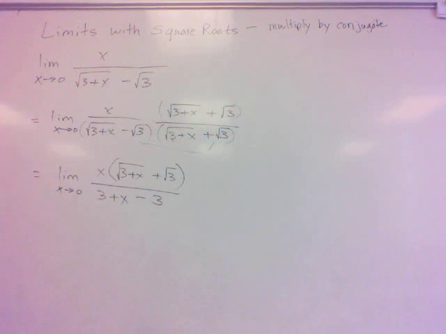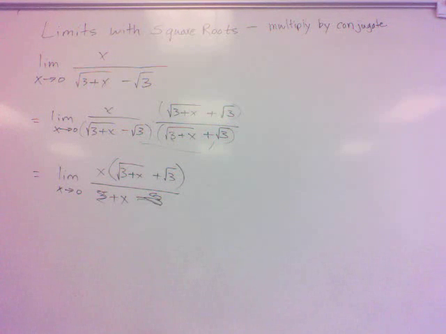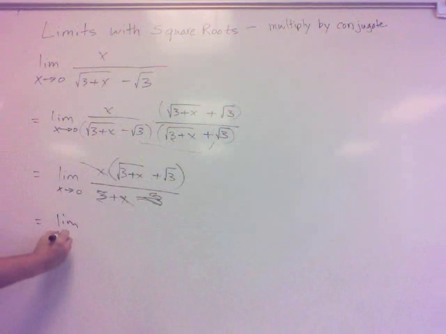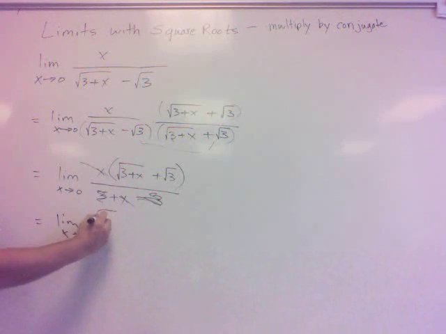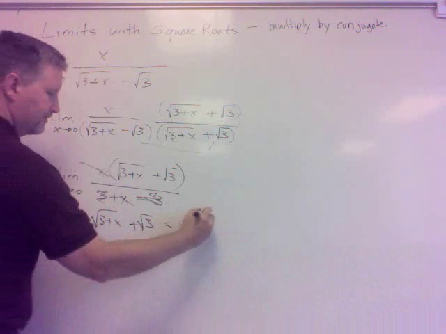But hey, look at that. The 3's go out. So the bottom is just x. But that's even better, because then what can I do? Well, then I can cancel the x with the x on the top, and I wind up with just the limit as x approaches 0 of 1 over the square root of 3 plus x plus the square root of 3. Now I can substitute, can't I?